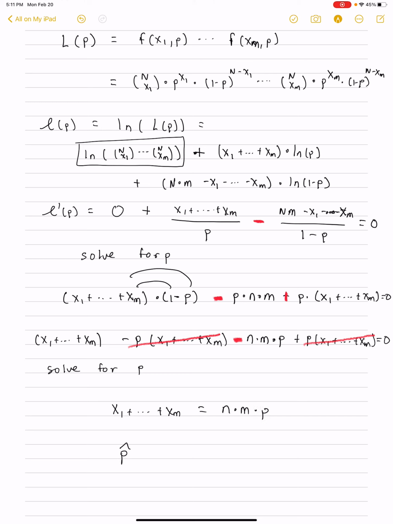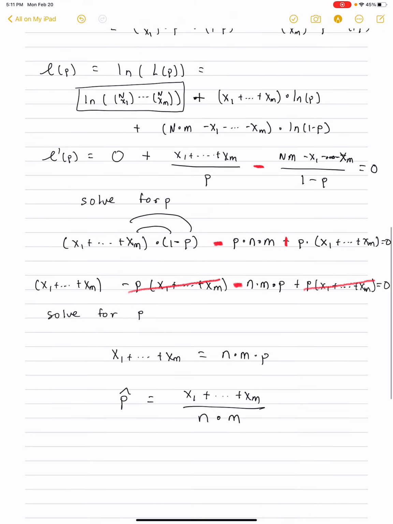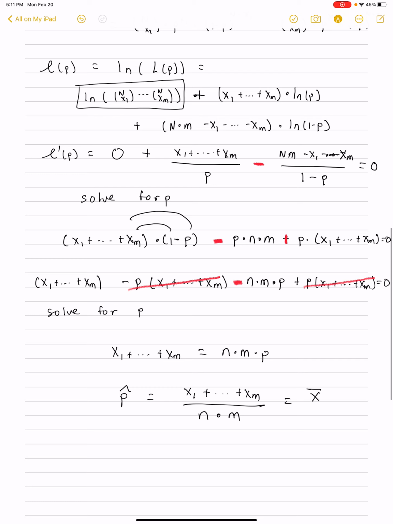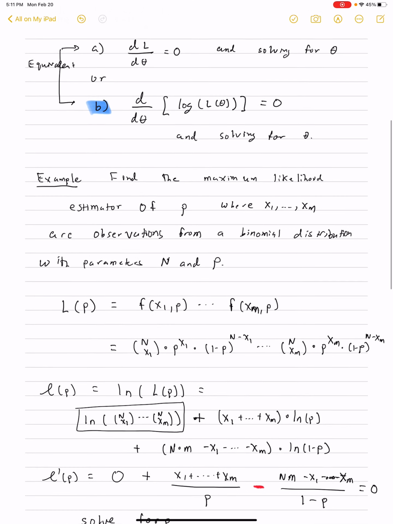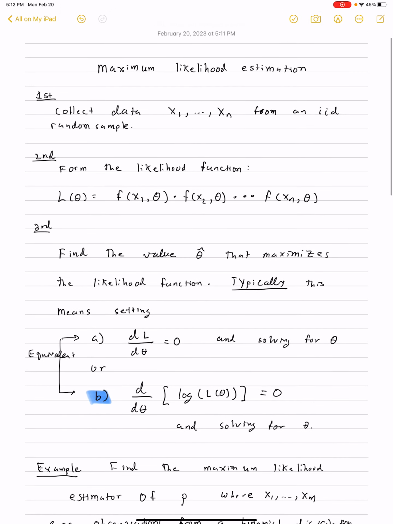So our estimator that maximizes our probability is going to be x1 through x sub m divided by n times m. Now we could write this just as x bar over n if we wanted, but this is our maximum likelihood estimator. Thank you very much. That was an example of maximum likelihood estimation, and it just involves following these steps.